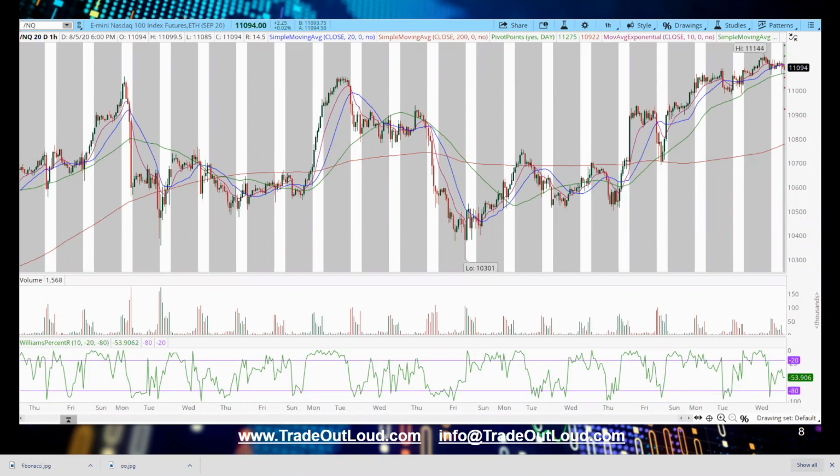So if you have a chart like this of NASDAQ, how do you actually look at any kind of waves, at any kind of Fibonacci?